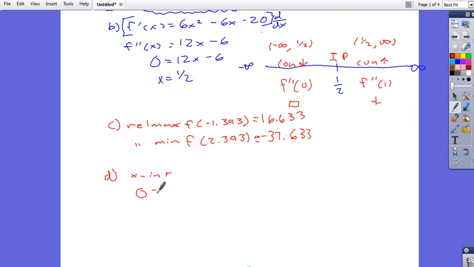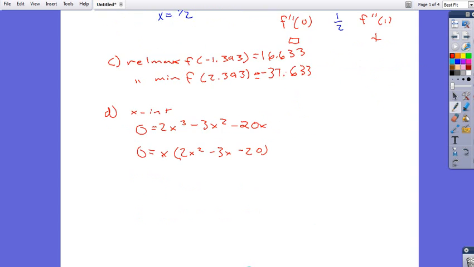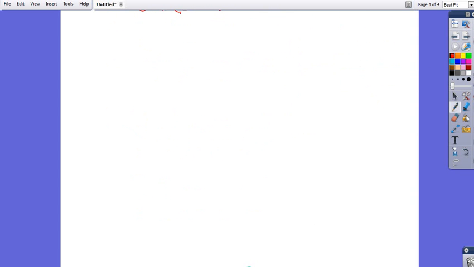So 0 equals, I'm forgetting what my original function is. Good thing it's in my calculator. 2x cubed minus 3x squared minus 20x. So 0 equals, you factor out an x, so you end up with 2x squared minus 3x minus 20. Now a lot of y'all are having trouble with factoring. Y'all should be factor masters now, so I don't want to hear any excuses if I give you a problem like this on your test.